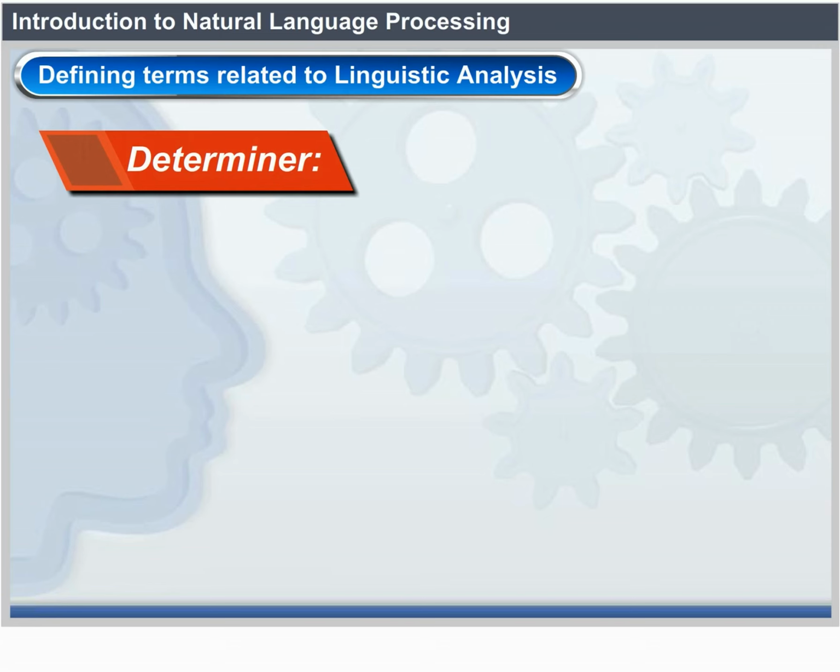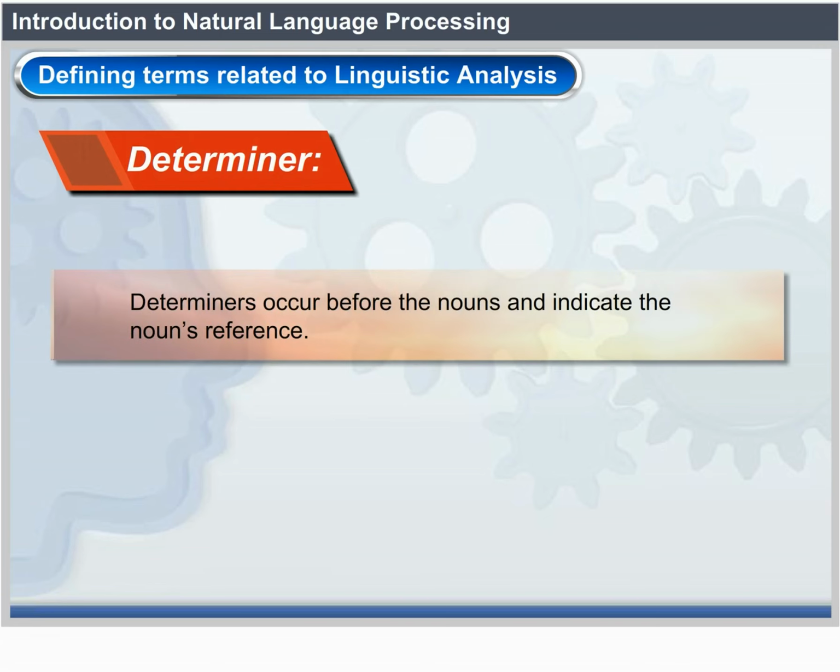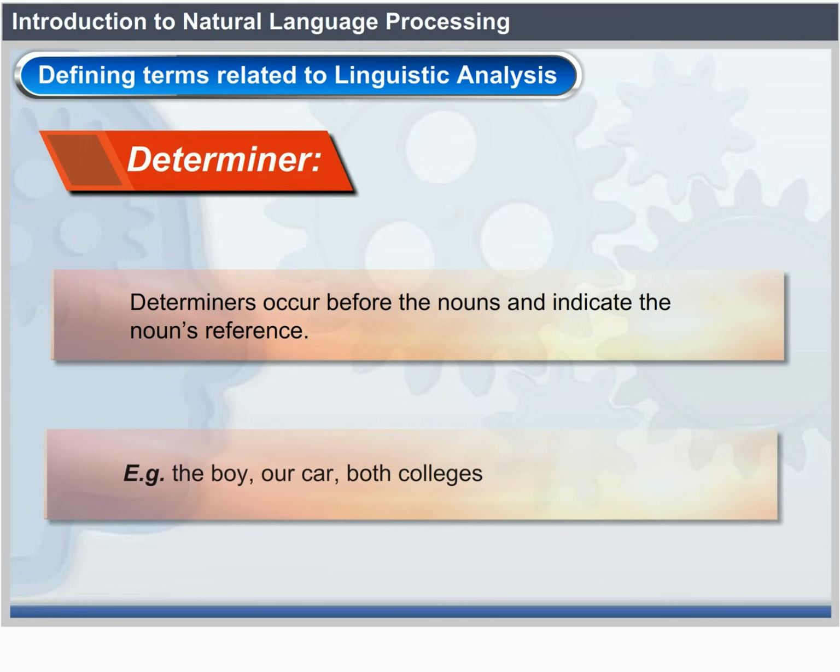Determiner. Determiners occur before the nouns and indicate the noun's reference. Example, the boy, our car, both colleges.